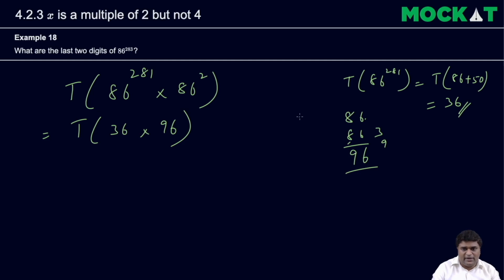Now 36 into 96, once again, I'll look to find the last two digits. 6 sixes are 36, 6 into 3, 18, plus 54, that's 72, plus 3, which is 75. Again, I don't care about that. It's 56 over here, which is going to be the last two digits. Once again, your focus should be only on the last two digits and nothing else.